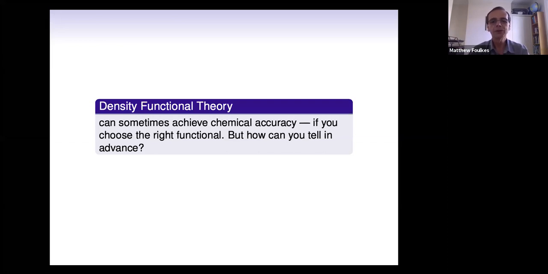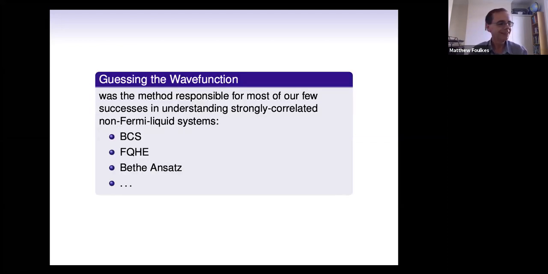So I'm trying to go a bit beyond density functional theory and see if I can find a generally more accurate approach. And the silliest approach you might imagine, there are lots I could have talked about, but I won't, is just to guess the many particle wave function. That does seem like an idiotic approach, but if you think about it, it was in fact responsible for most of the few successes we've had in understanding strongly correlated systems.